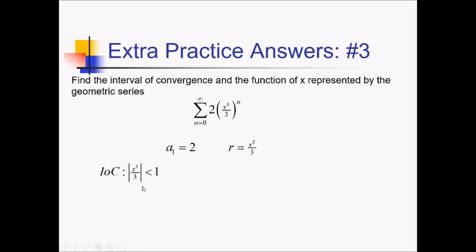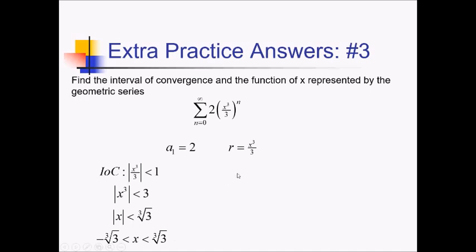So to do that, let me start by multiplying both sides by 3. So I have absolute value of x cubed is less than 3. And then I just have to take the cube root of both sides. So I have absolute value of x is less than the cube root of 3. And I can now turn this into one of those double inequalities. I can say negative cube root of 3 less than x less than positive cube root of 3. And that is my interval of convergence.